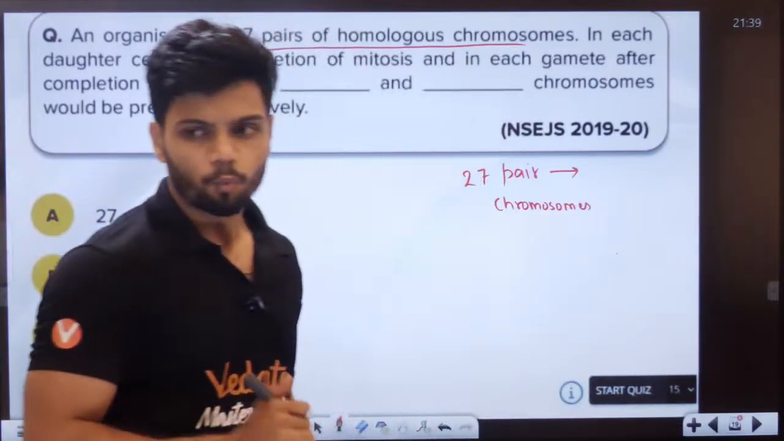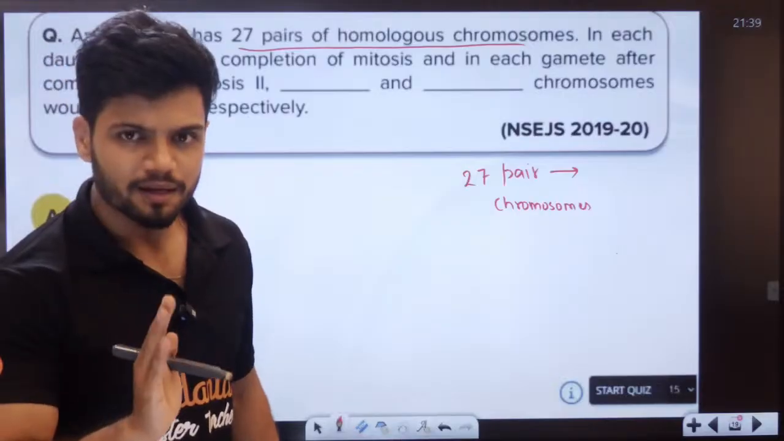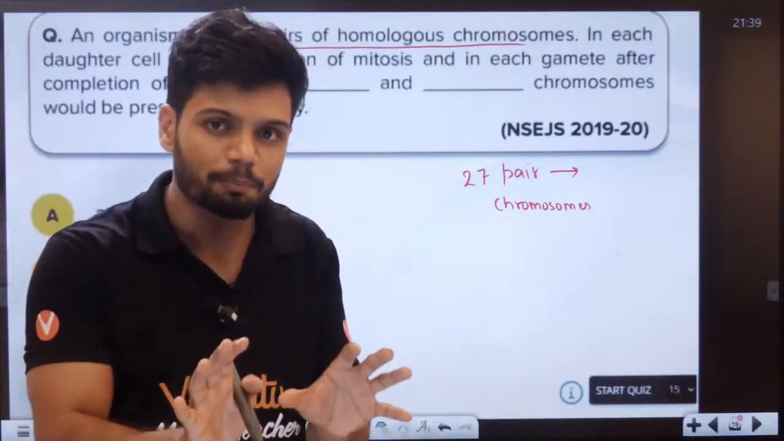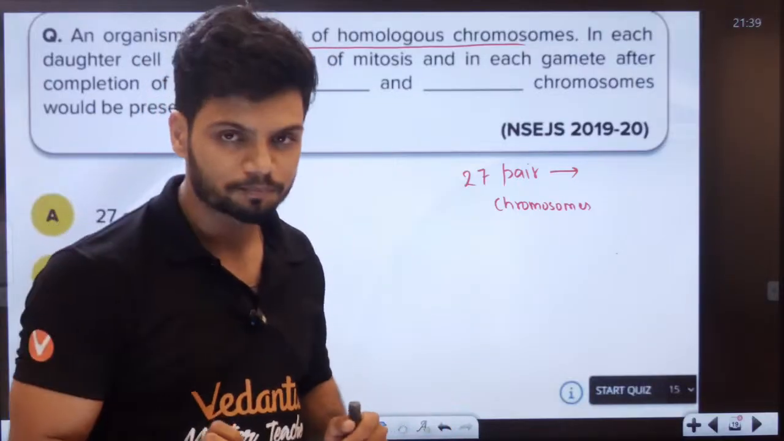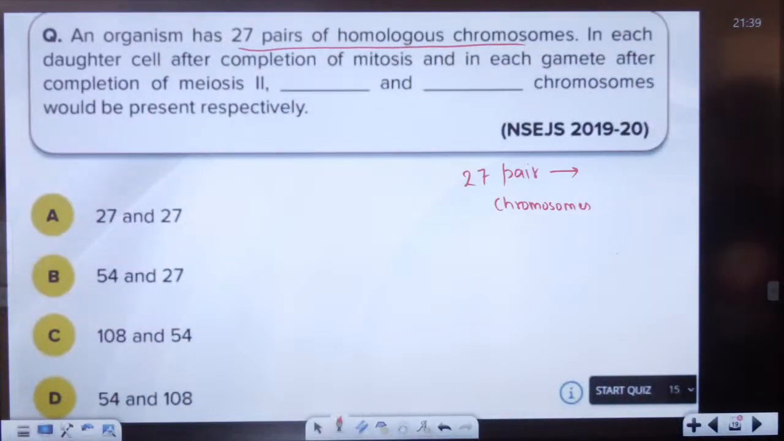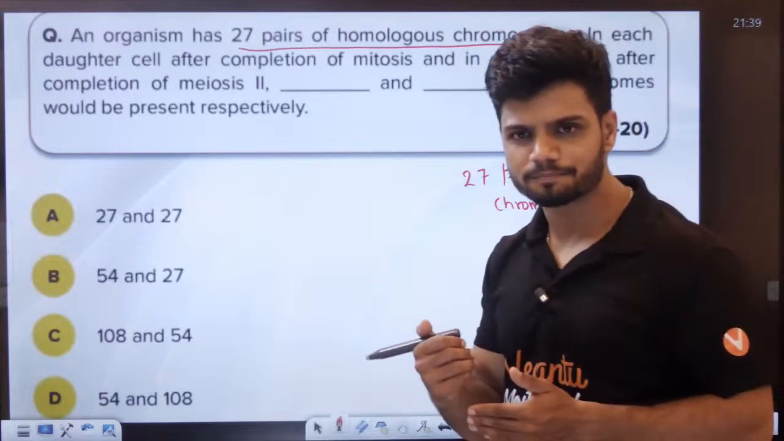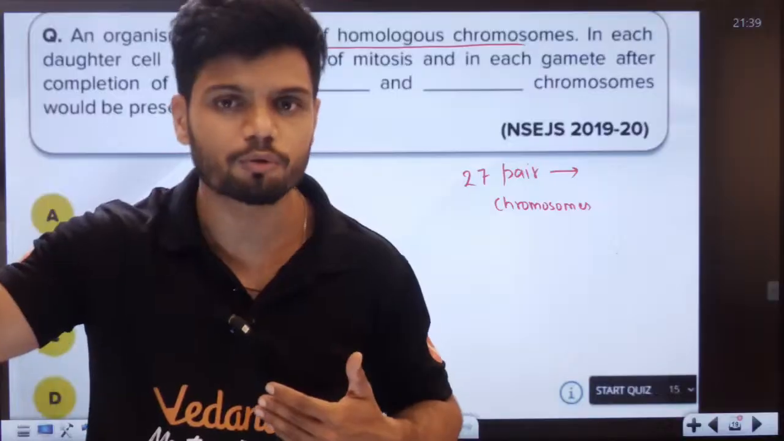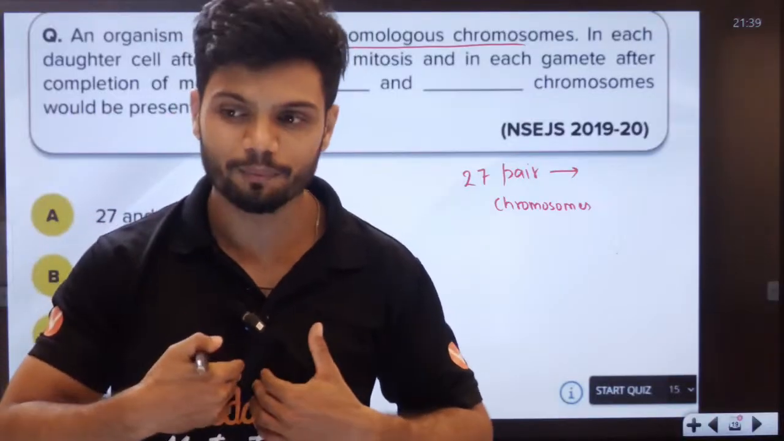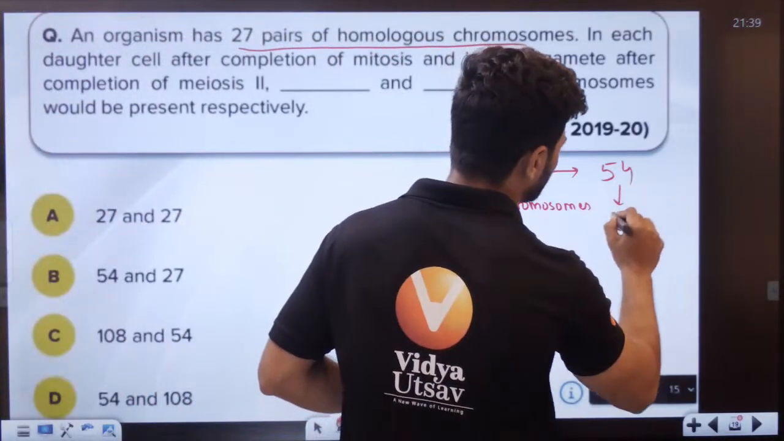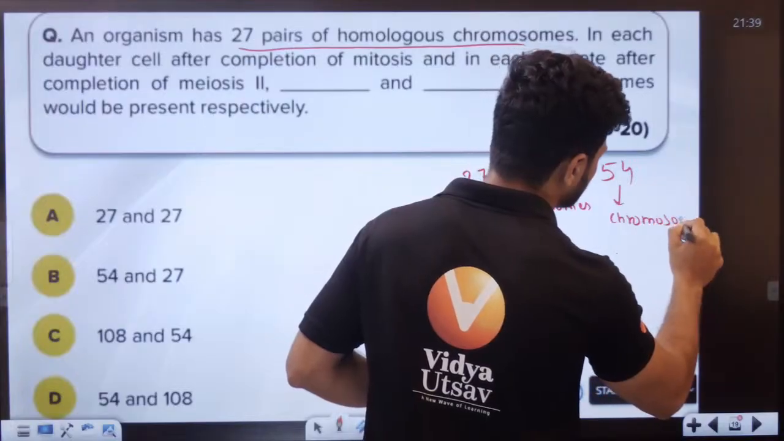One pair is 2 chromosomes. 27 pairs is how much? One pair of slippers, one pair, one, two. A pair is always 2. 27 pairs is how many chromosomes? First tell me, students, 27 into 2. We tell in humans, generally, we have 23 pairs of chromosomes, that is 46 chromosomes. But here they have given you an organism which has 54 chromosomes in the body.